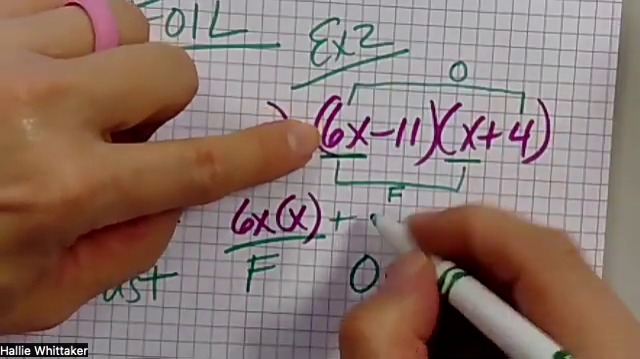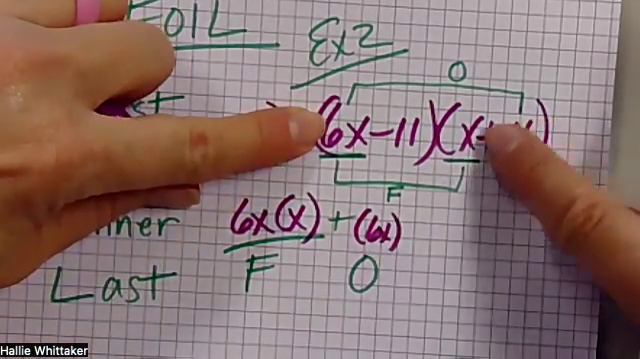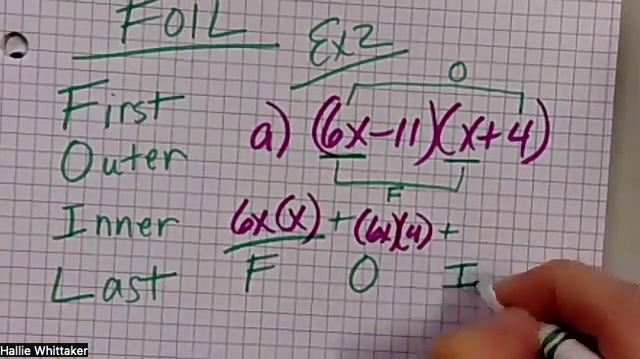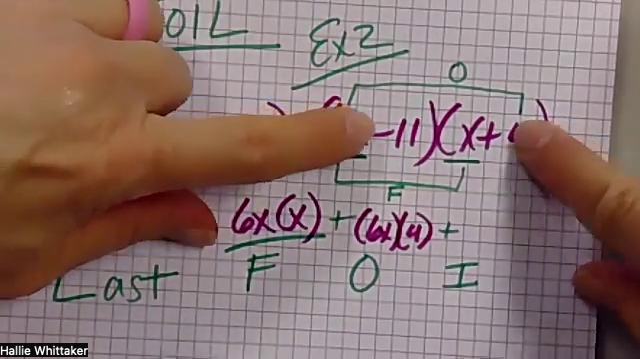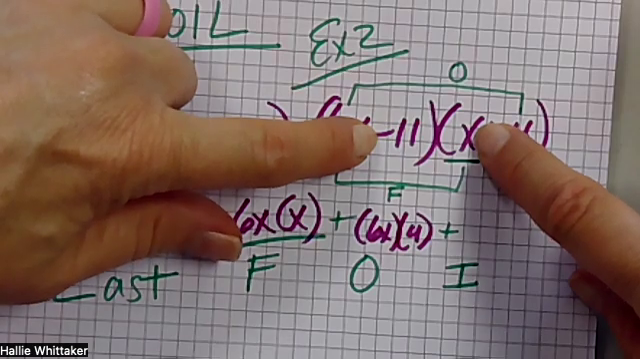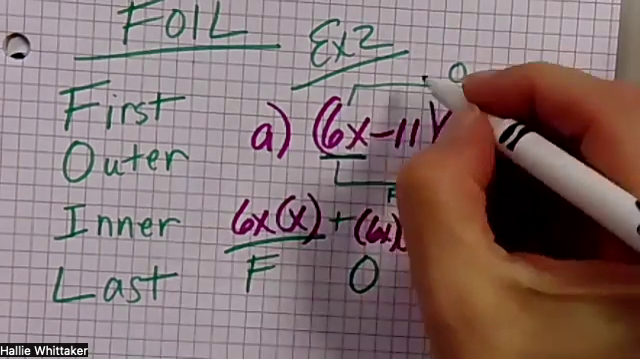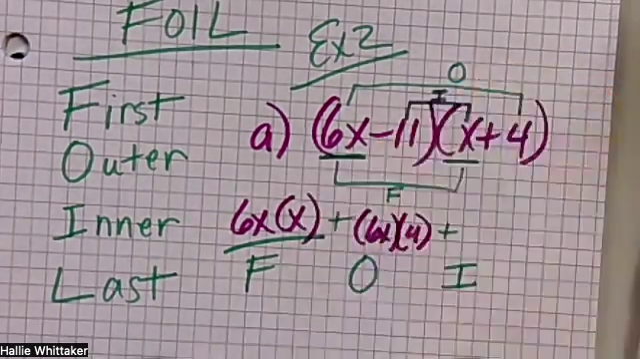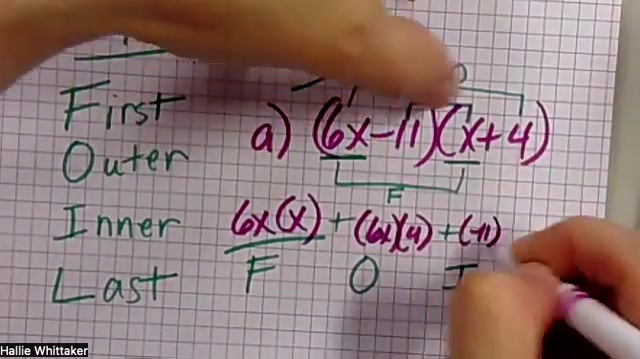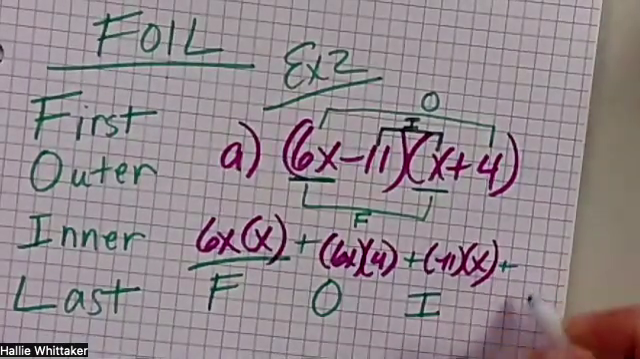So you will do, I'm trying to do it with different colors, 6x times what? 4. Plus, now, if these were your outer, move your finger in, and there's your inner terms. See how those are on the inside? Okay, so I need another marker. These are your inner terms right there, the -11 and the x. So plus -11 times x. And now we're going to do the last terms.